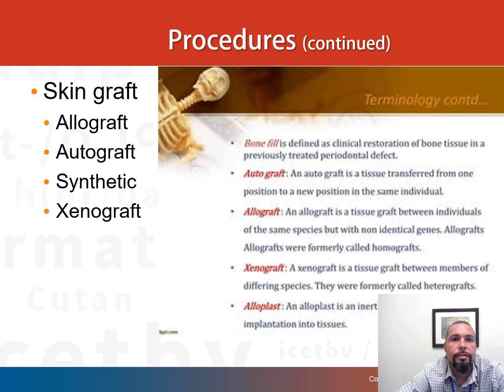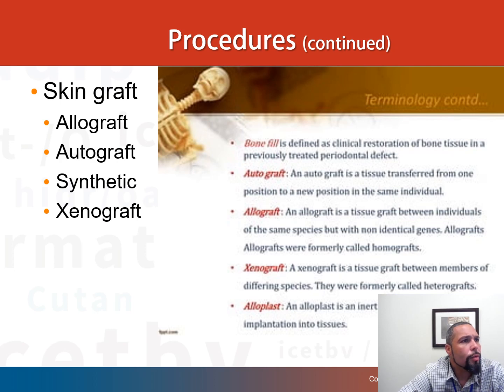All right, skin grafts. All right, you have different types. You have allograft, autograft, synthetic, and xenograft. Okay, each one is defined differently. Here's the terminology for them.